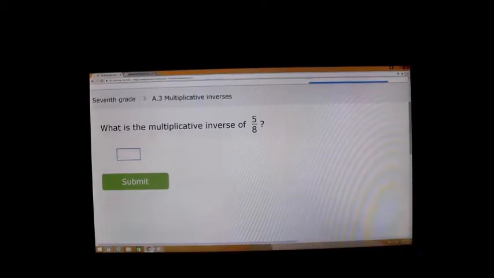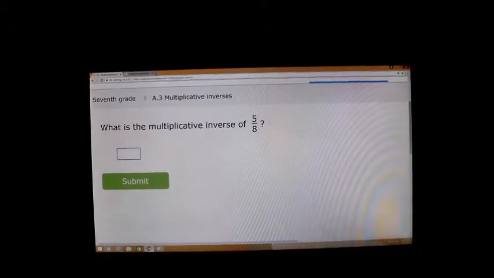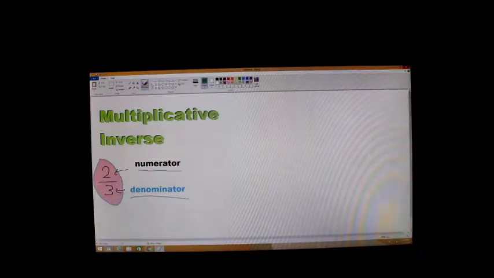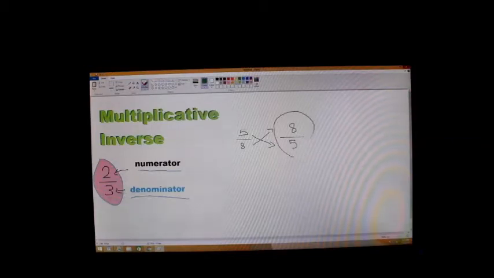What is the multiplicative inverse of 5 over 8? The question is asking us to find the multiplicative inverse of 5 over 8. We know the numerator is 5 and 8 is the denominator. All we have to do is switch the position of the numerator and the denominator. Therefore, 8 is on the top and 5 is on the bottom. That's our answer.